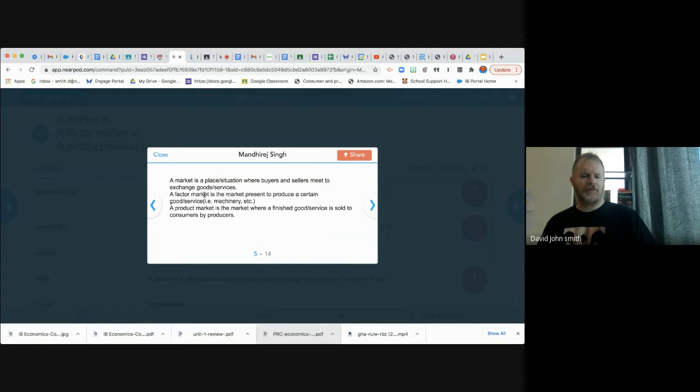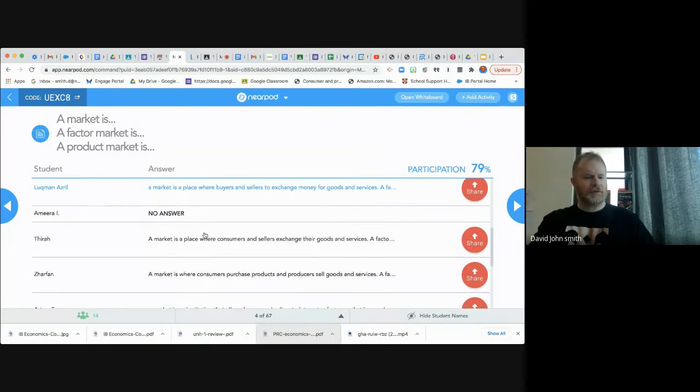Yeah, we'll talk about resources. When we talk about the factor market, another name for a factor market is a resource market, a market where the factors of production are bought and sold.